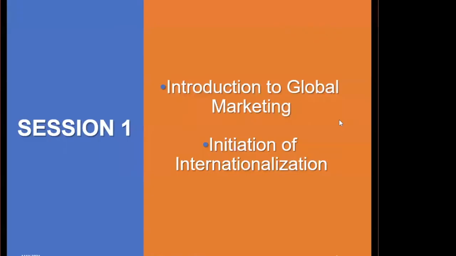Today is our first session, and in today's session, we will be looking at two main topics. The first one being an introduction to global marketing, which is generally to give us a foundation of what the course is about. And then we'll go straight into discussing the initiation of internationalization, which is the bedrock of global marketing, right? So these are the two main things we will be looking at in this session.